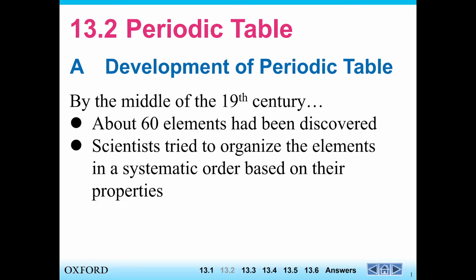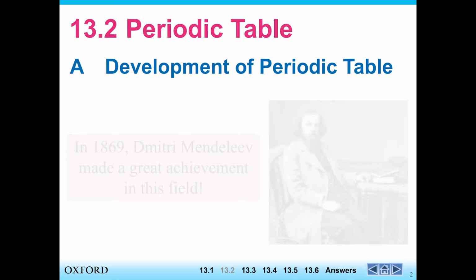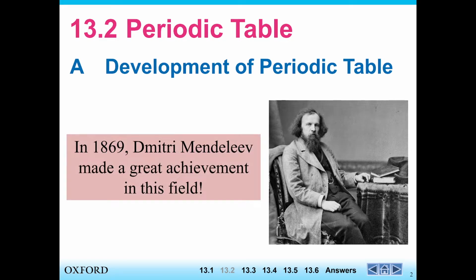In this video, we're going to talk about the periodic table. Now, first off, how did the periodic table even come about? Right in the middle of the 19th century, there were already more than 60 elements discovered. So, scientists had to find a way to organize them so that they're not all over the place. That is when the scientist Dmitry Mendeleev made a great achievement in this field.